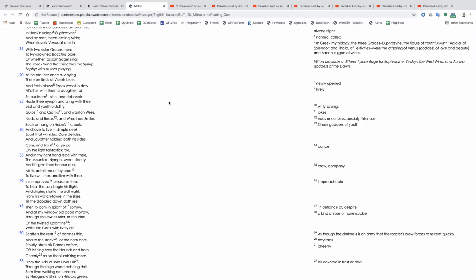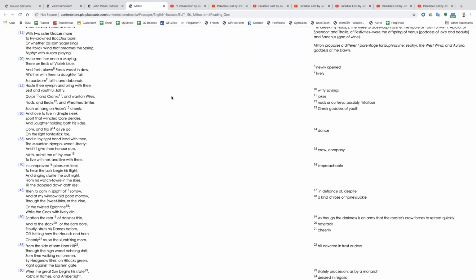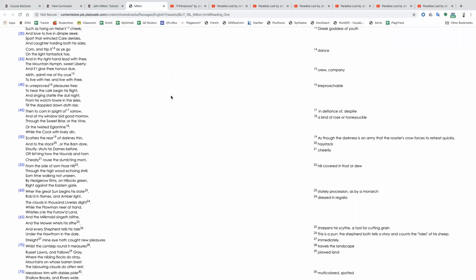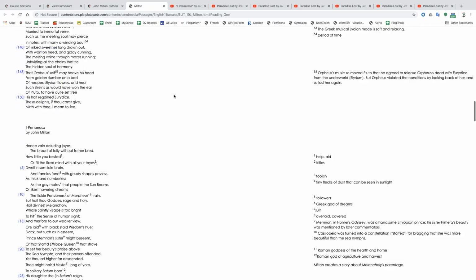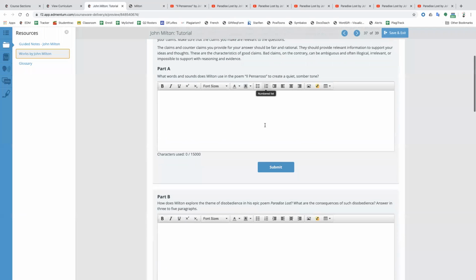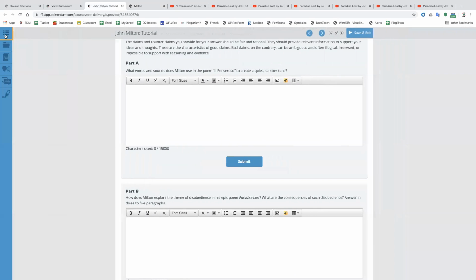We have a story of this couple, Zephyr and Aurora, falling in love, and then they have a child together, and then it's just all about having this beautiful, happy, pleasurable life. And that's really what is going on there. And so I wanted to give you that contrast because we're looking at the words and sounds to create a quiet, somber tone in this other poem.